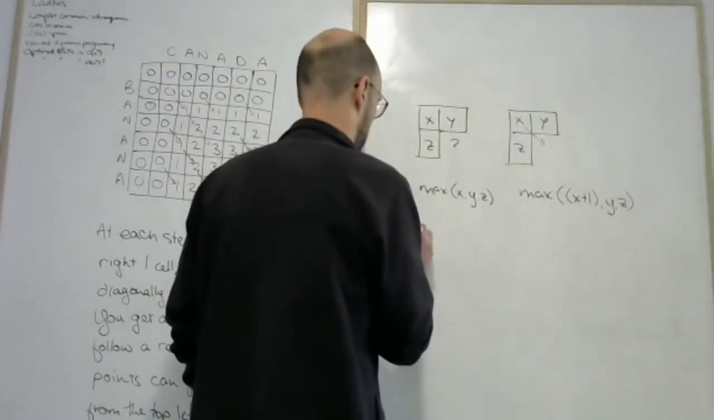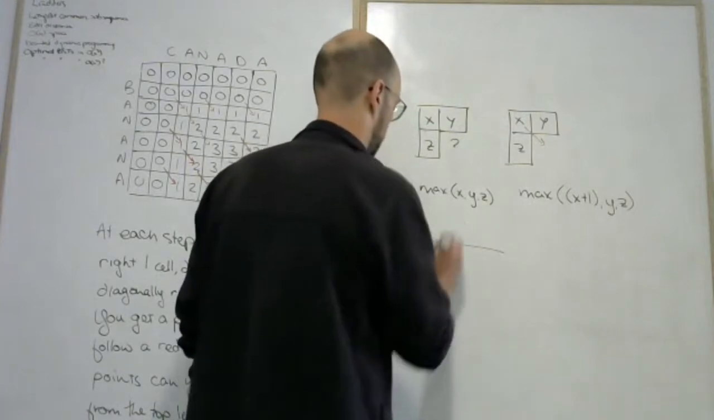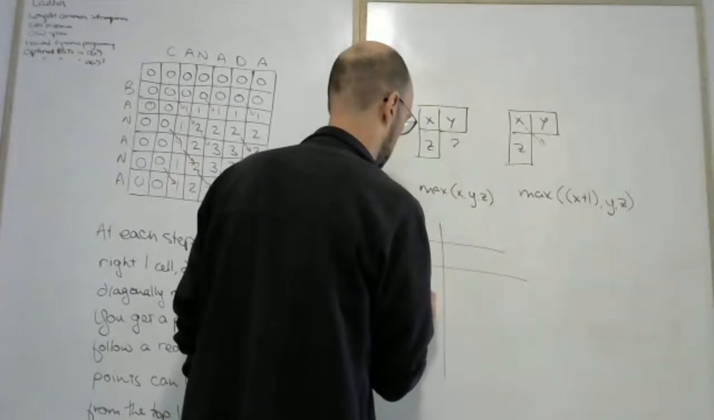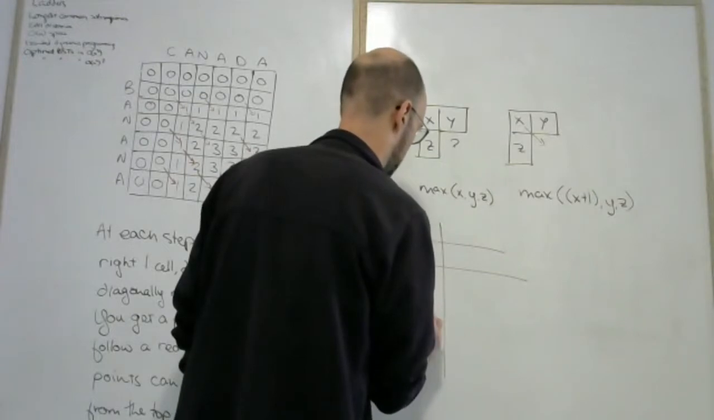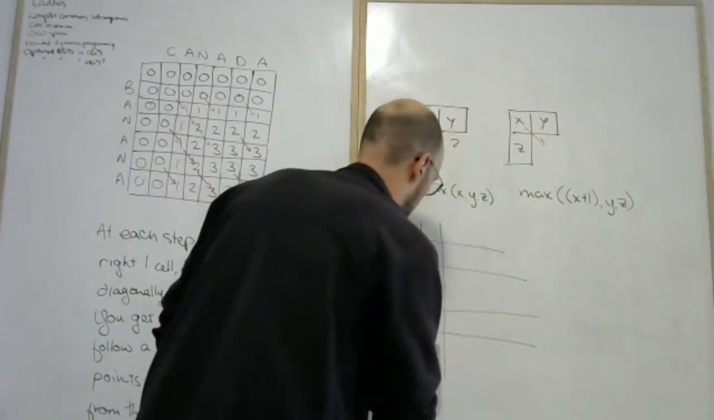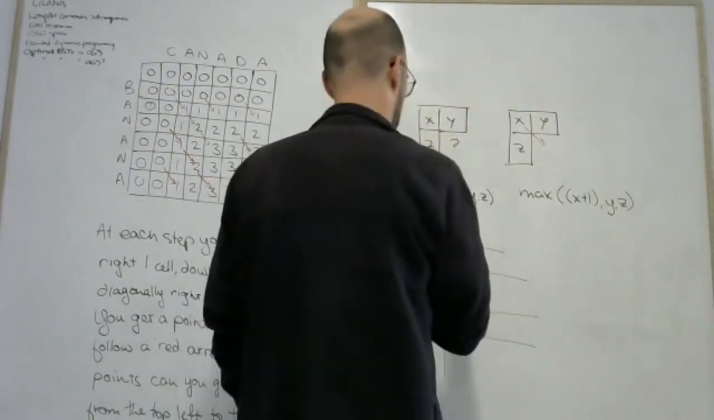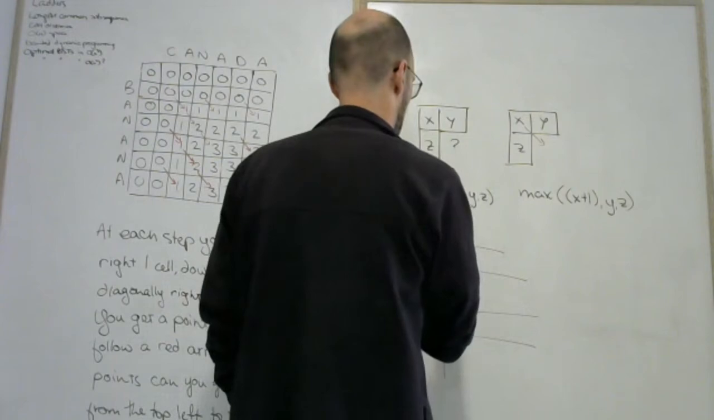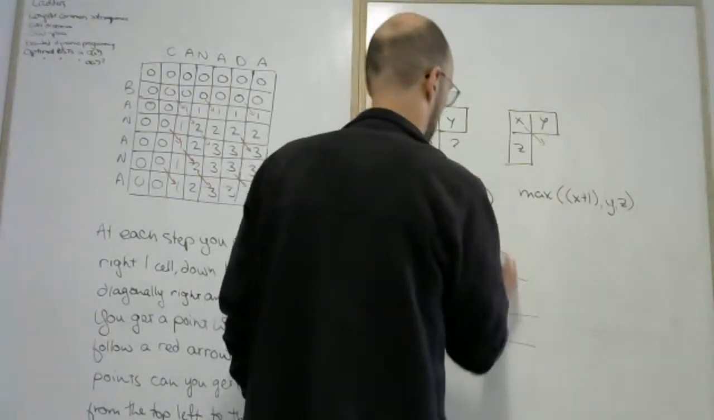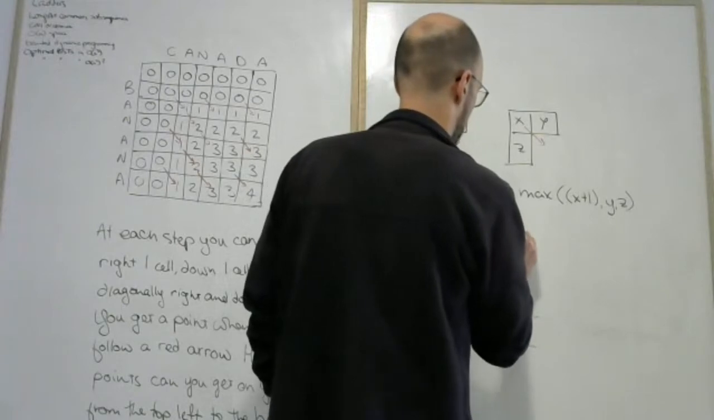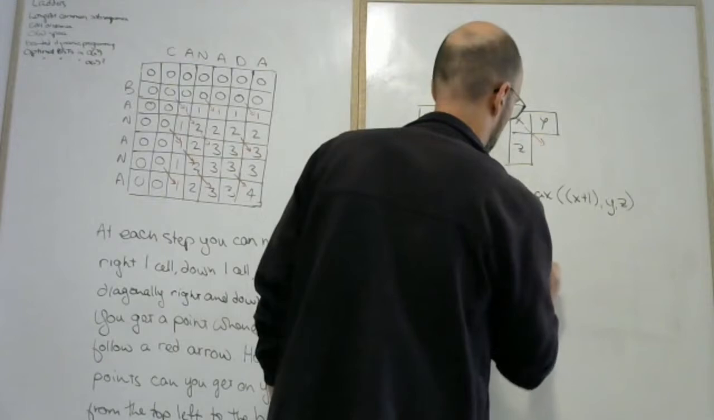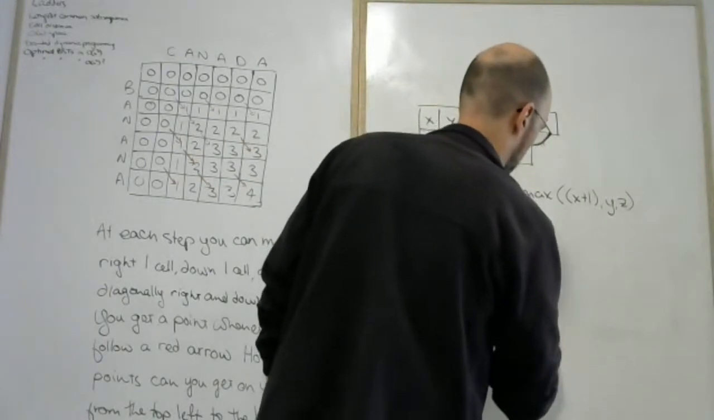Okay, so let's go to, so we have x1, xi minus 1, xi, y1, yj minus 1, yj. Okay?